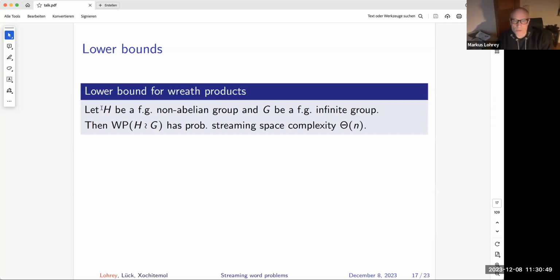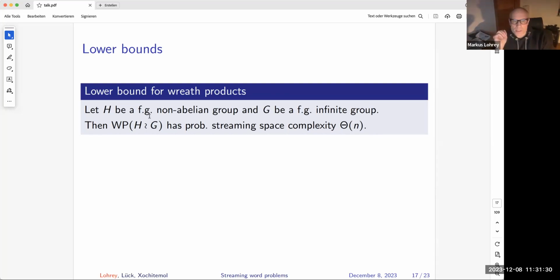The first result is about Reith products again. Take a finitely generated non-abelian group H and a group G, which is just finitely generated and infinite, it can be anything. Then the Reith product of H and G has probabilistic streaming space complexity theta of n, so linear. Basically that's the worst that can happen. Linear streaming space complexity means you have to store basically the whole input word. You can do nothing essentially better than storing the whole input word.